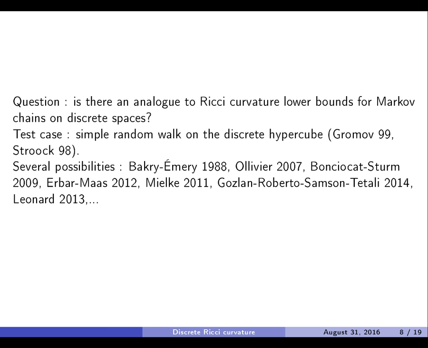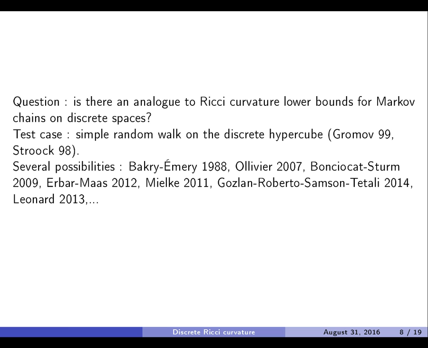So the question was, is there an analog to Ricci curvature lower bounds for Markov chains on discrete spaces? The first mentions of this question that I have found go back to the late 90s by Gromov and Struck, with the question of what's the Ricci curvature of the discrete hypercube. They were conjecturing that the value of the Ricci curvature lower bound on the n-dimensional hypercube was 2 over n, and the problem there was not so much the value but what the sentence means.